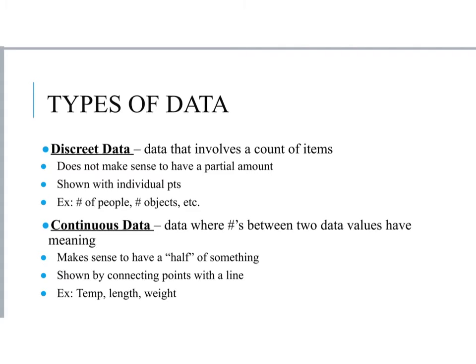Typically, this is the number of people, a set number of objects, etc. Now, when we're looking at continuous data, this is where the numbers between two data values actually make sense to have. So if we can have a half of something or a third of something, then we can go ahead and draw a line or show that we have continuous data. Continuous data is shown by connecting the points with a line. So we can have partial temperatures, partial lengths, partial weights, and so on.